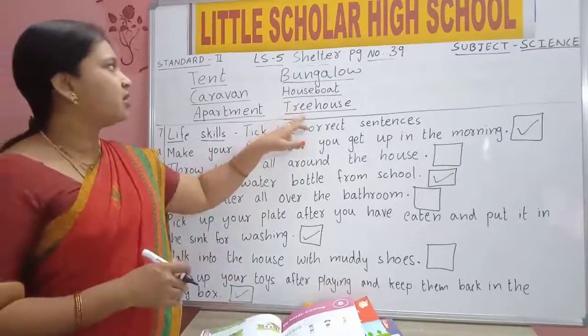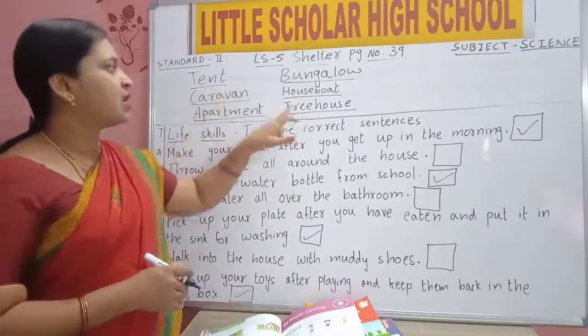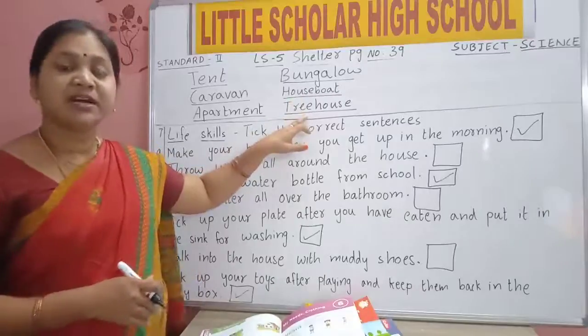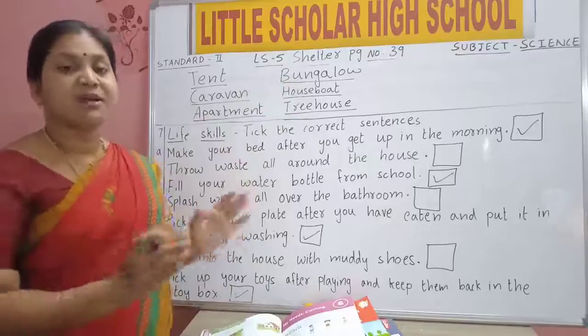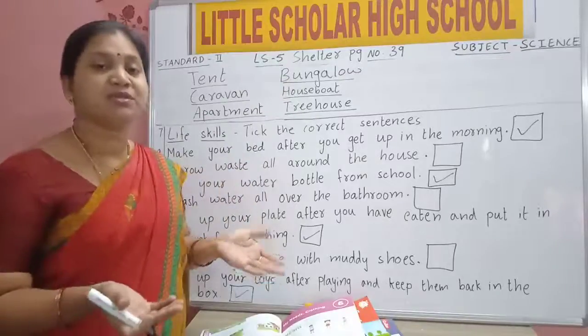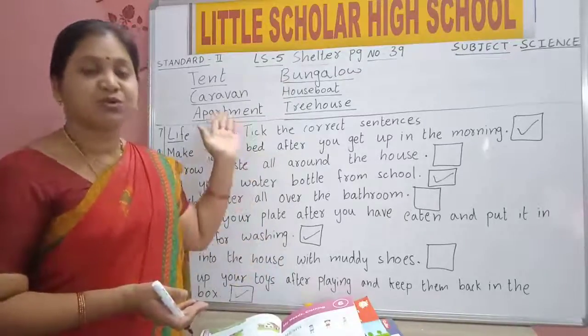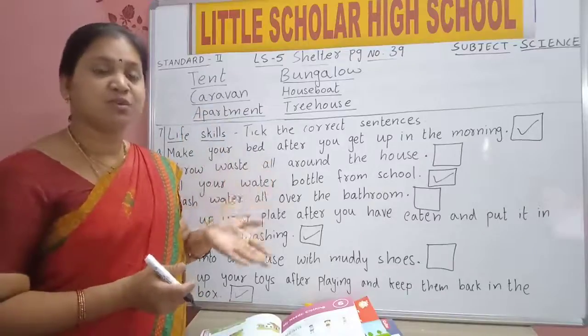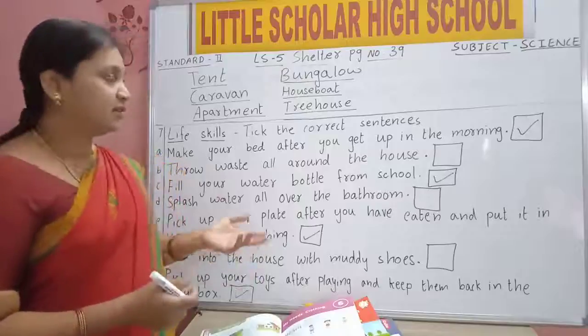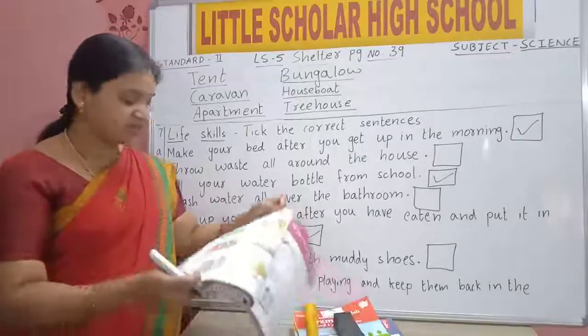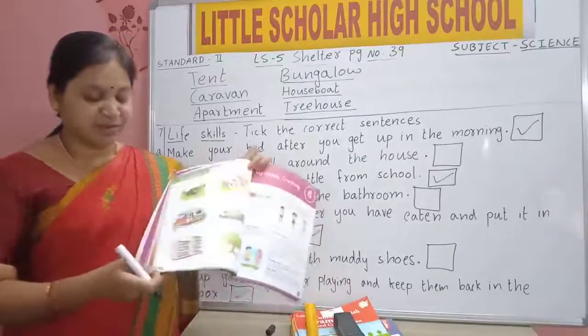So, these all are tent, caravan, houseboat, tree house. All these are temporary houses. Apartment, bungalow are permanent houses. They can't be moved from one place to another because to construct these permanent houses we use bricks, cement. They are very strong. So today our lesson is completed. Lesson number 5, page number 40.